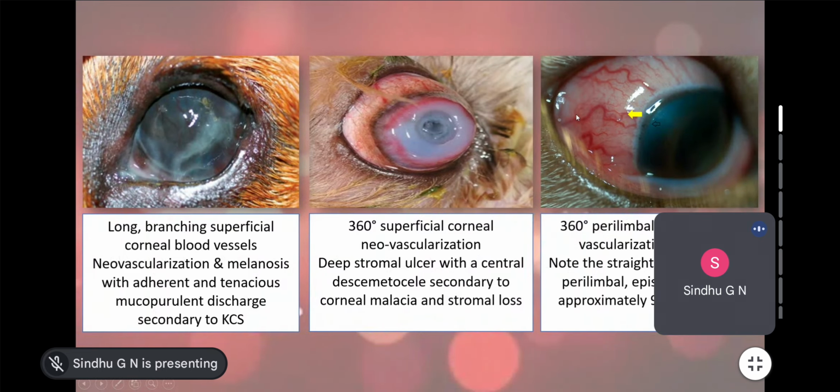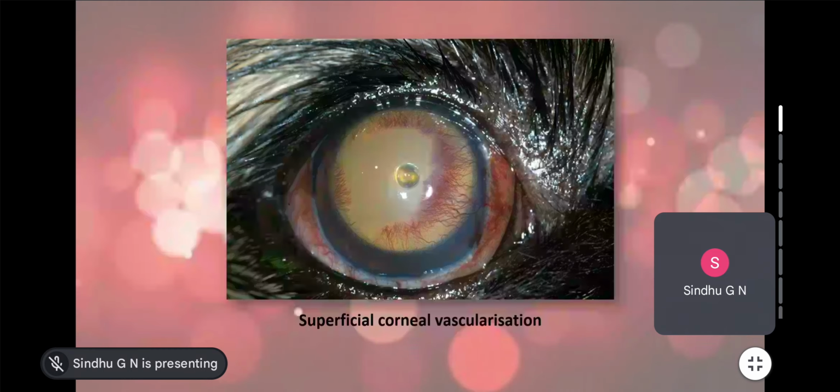Here, there are small paintbrush pattern of vascularization on the margin of the cornea. These ones, it is all around, which indicates there is uveitis inside. Again, superficial corneal vascularization. This picture is very clear. We can see typical tree-like pattern of vascularization. Since the ulceration is in the center, from all around there is vascularization coming towards the ulcer site.